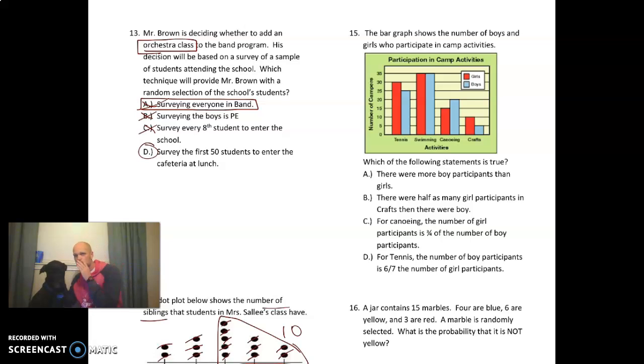You ready? The bar graph shows the number of boys and girls who participate in camp activities. Which of the following statements is true? All right, so we have a bar graph here. I have to help him because he doesn't really know seventh grade math. We've got to go through A, B, C, and D and figure out which one's true. So that means there's 3 liars and 1 person is telling the truth.